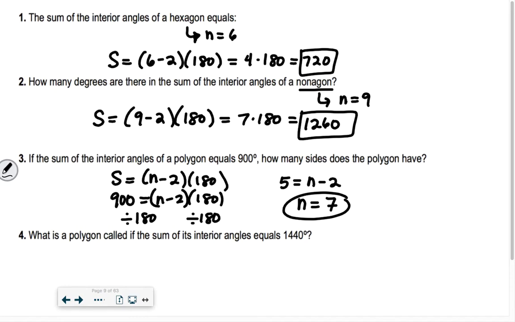All right, so number 4. I know, it's so tempting to call it heptagon. All right, so what is a polygon called if the sum of its interior angles equals 1440? So we set it up again. We're like, oh, well, the sum's 1440. That's going to be n minus 2 multiplied by 180. So we take that 1440 and we divide by 180. When we do, we get 8.